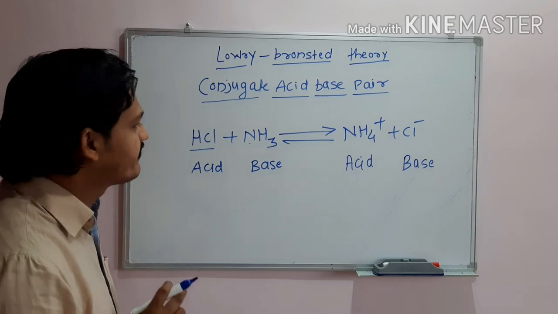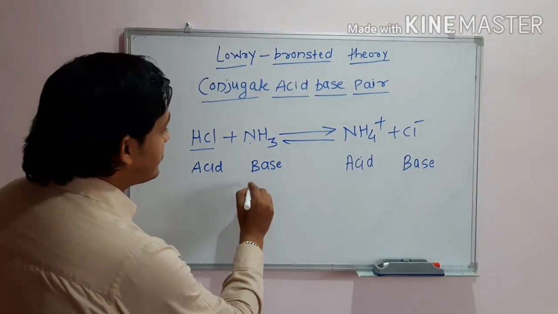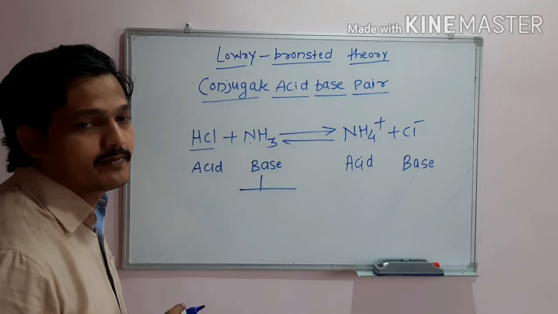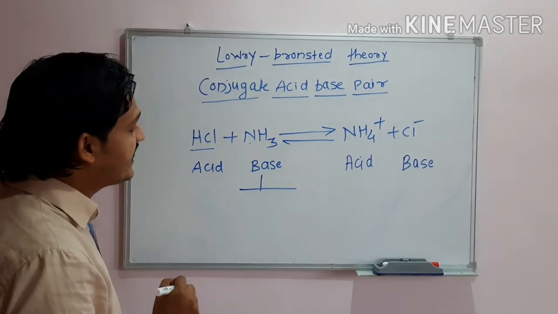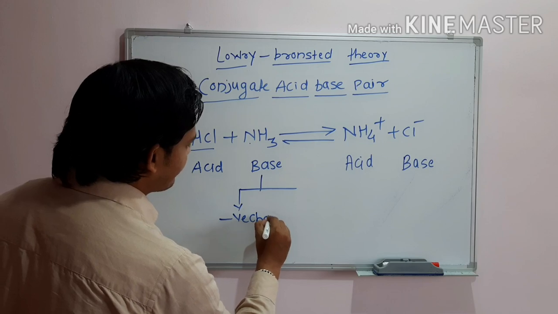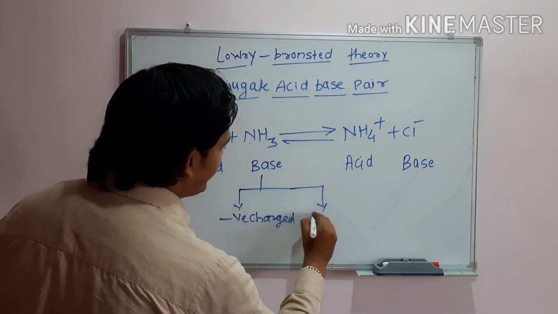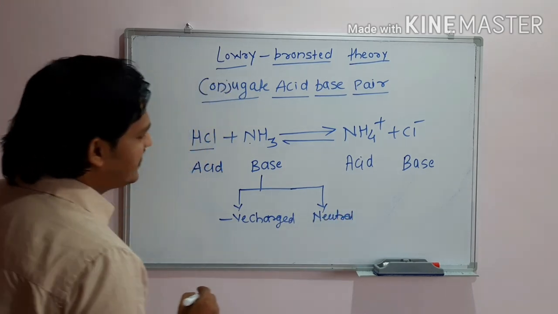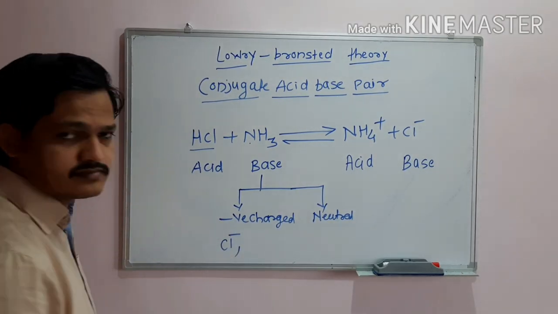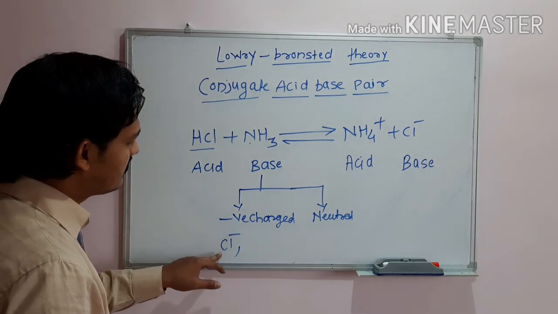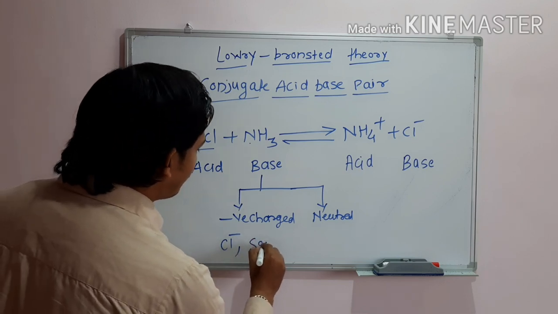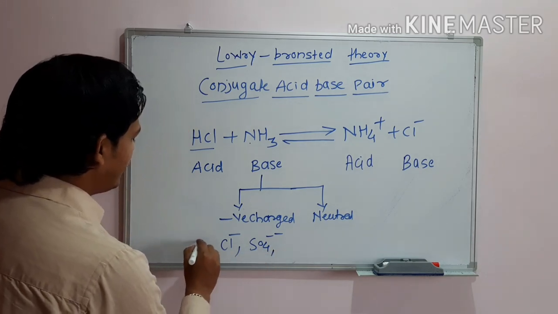The definition you understand, but one point to remember: acids are those which can donate a proton and bases are those which can accept a proton. But how to understand a base? Base generally means a negatively charged species or a neutral species. Generally look at how the negatively charged species takes the proton, like Cl-, then SO4 2-.